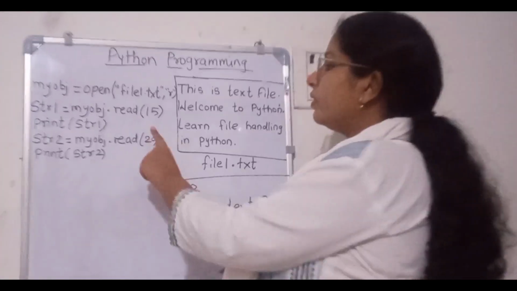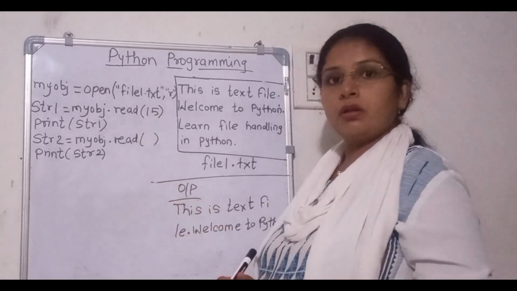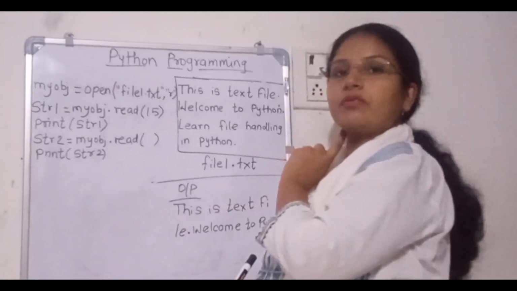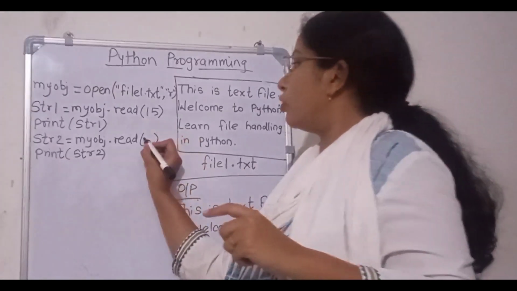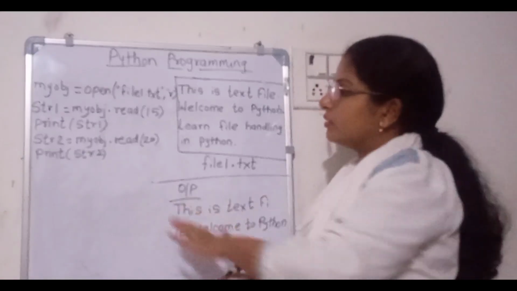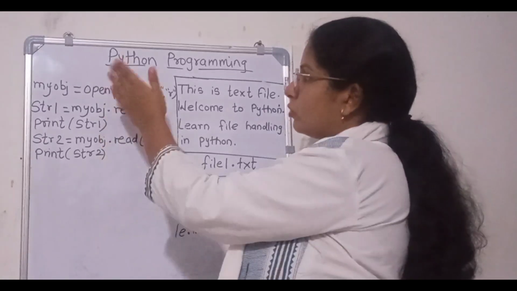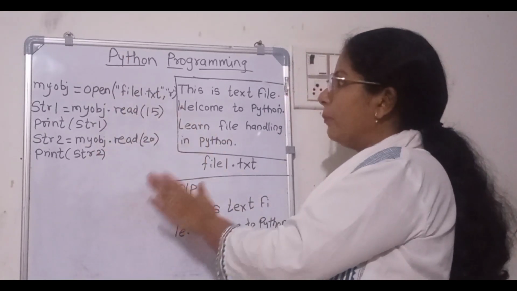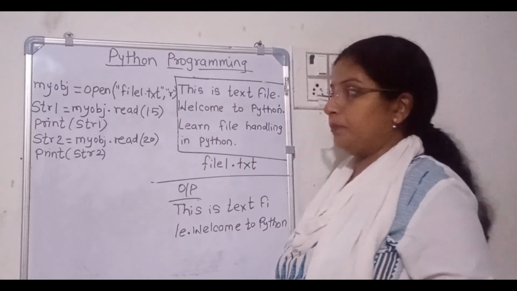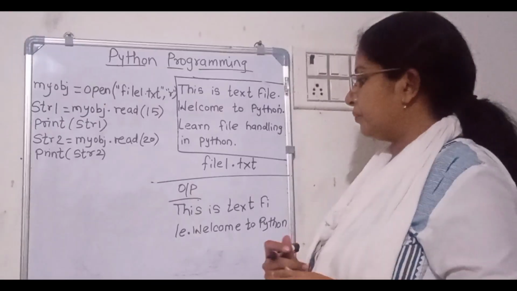And if I don't give the parameter value here, then after 15 the whole content will be read till the end of the file. But since I want to read the content one by one, you must decide how many characters you want to read. So this is the basic program to handle or to read from the normal text file. Now this is for the read function, read method.